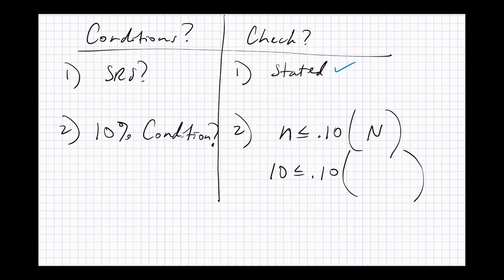Do they give me a number for big N? Nope. So how would we describe in words what big N is? Not all Chips Ahoy cookies, just the chocolate chips. Yeah, all chips in Chips Ahoy cookies.